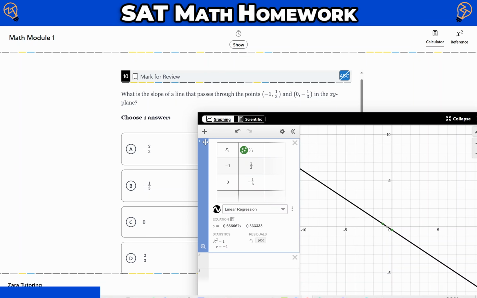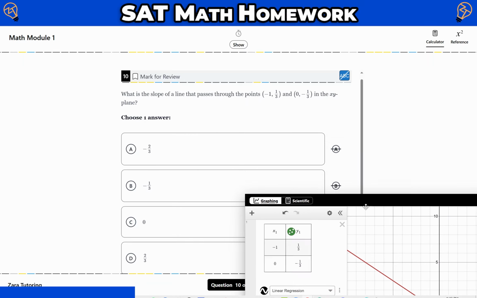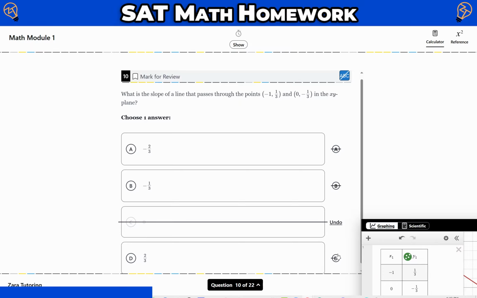And then we'll click this linear regression. We could pop this out if we want, we don't have to. But notice it's giving us this slope is negative and this decimal. So if you're not really comfortable with your decimal equivalents, at least we know it's not 0. We know it's not positive.